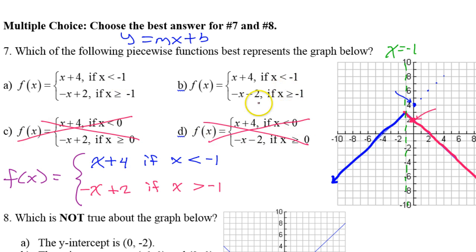So these have the -1. So let's see. x + 4 if x is less than -1, and that matches the blue. -x + 2 if x is greater than or equal to -1. Well, if we choose this one to be "or equal to," that's a match. So the answer is, in fact, A.